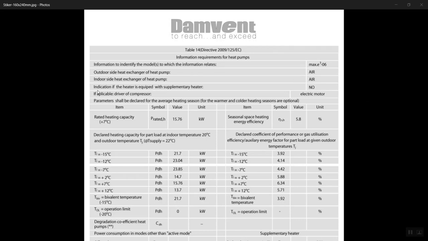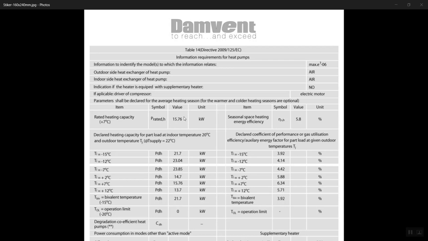This one, the indication of whether the heater is equipped with a supplementary heater, is very important for every manufacturer. So here is, let's say, the cornerstone of whether your heat pump can work with or without an additional heater. In our case, as you already know very well, we do not use a supplementary heater, so we say no.